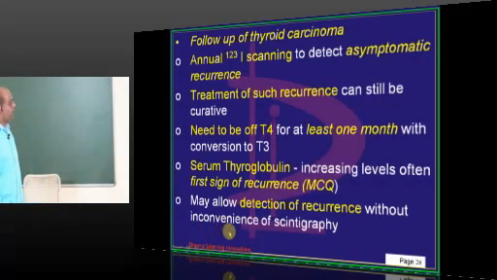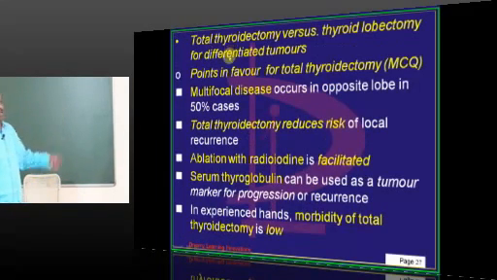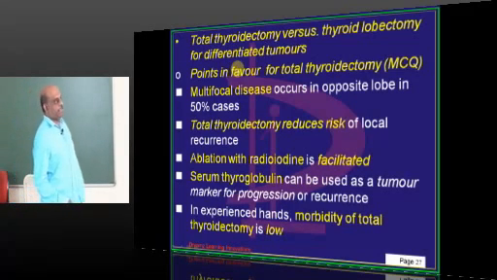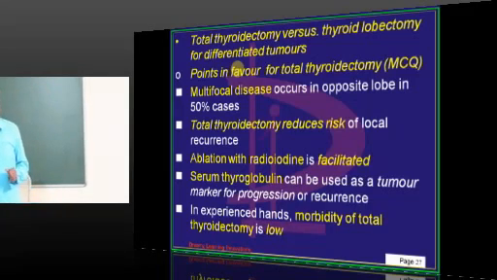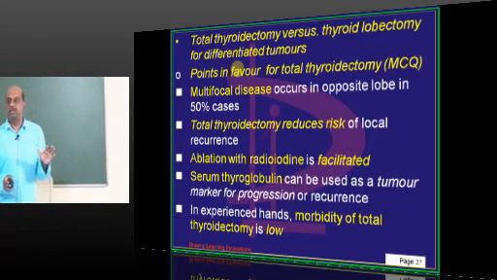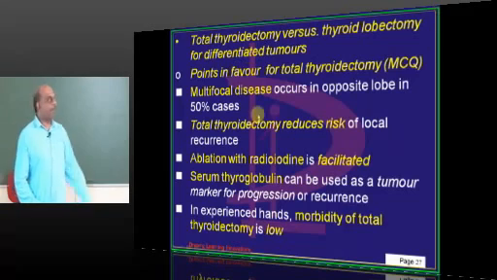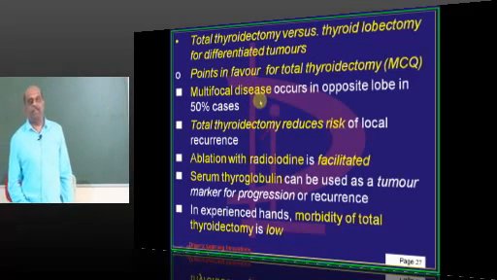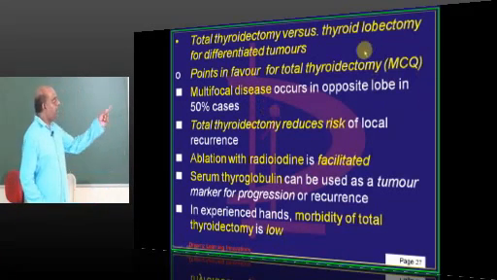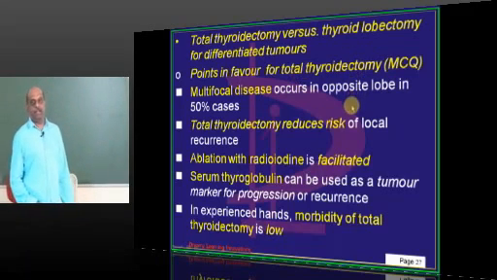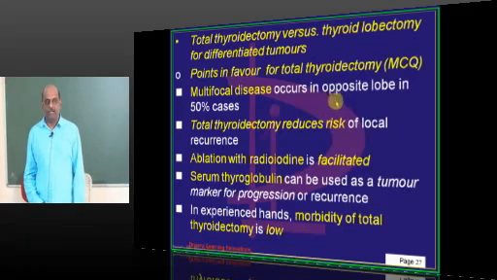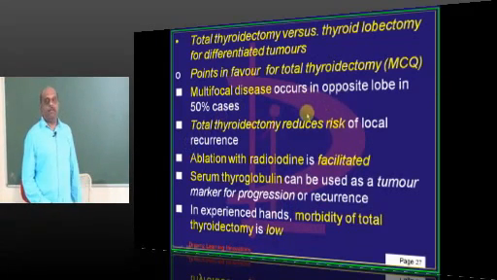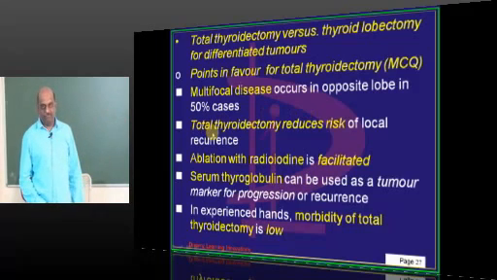Now comes a very important discussion. In case of a differentiated carcinoma, lobectomy versus total thyroidectomy. So what are those arguments which are favoring the total thyroidectomy? Why do you want to do total thyroidectomy in case of a differentiated carcinoma, that is either papillary or follicular? Thyroidectomy is needed because papillary is multifocal. Argument number one.